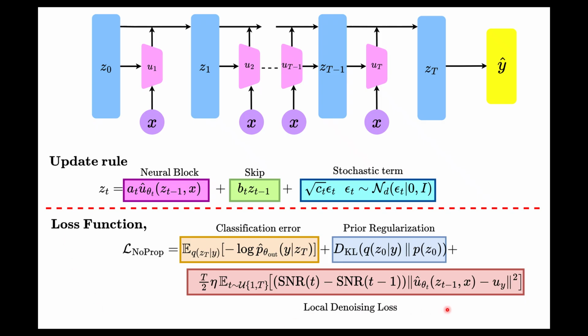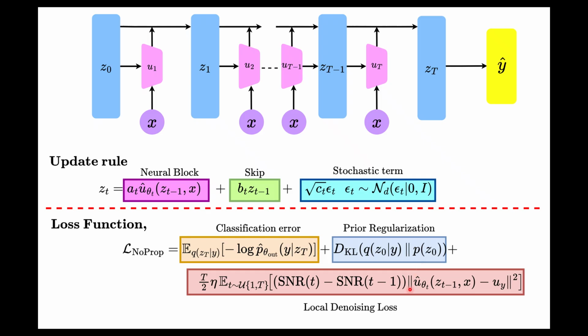Though it looks a little bit terrible and complex, it is really simple. And we have the classification error. This is the only global supervision signal. And we also have the prior regularization term. It ensures that the starting point Z_0 truly behaves like noise.